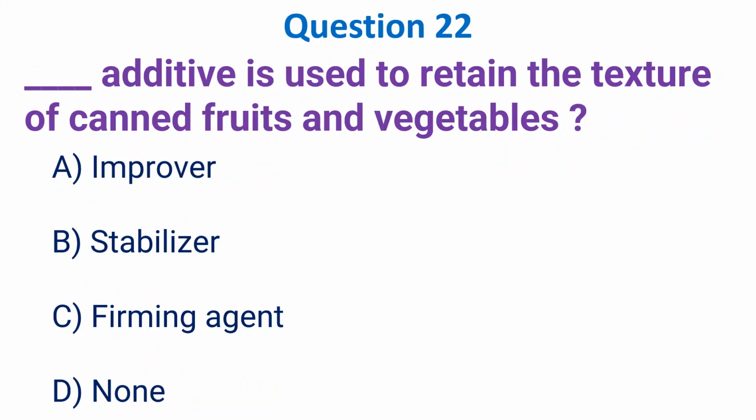Question number 22. Dash additive is used to retain the texture of canned fruits and vegetables. Options are option A improver, option B stabilizer, option C firming agent, option D none. Here the correct answer is option C firming agent.